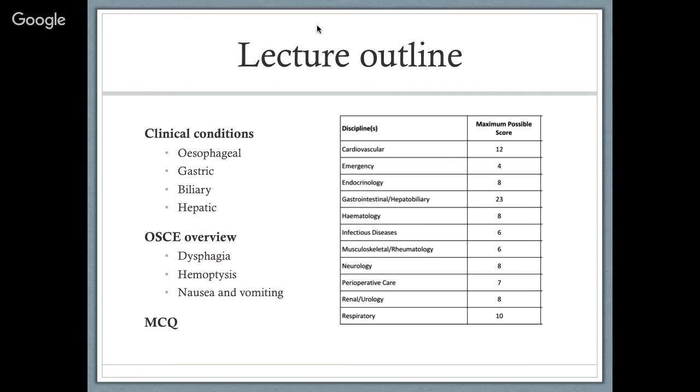So I just want to draw your attention to that marking scheme, which was actually our end of year 3 exam. And as you can see, the gastrointestinal and hepatobiliary has 23 marks. There's a significant proportion of the marks that are directed towards gastro. So towards the end of the year, if you're trying to do cost-benefit analysis for what you should study, the answer is gastro.